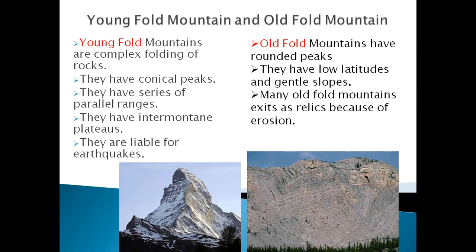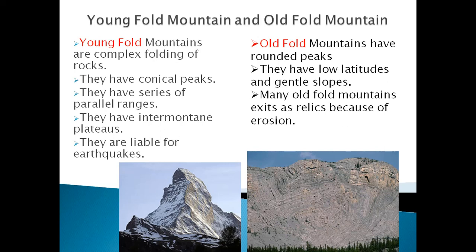Old fold mountains have rounded, almost flattened features, because over many years, because of erosion and external forces, mountain peaks have been eroded and the conical peaks turned into rounded peaks. They have low height owing to erosion over a long time. The mountain ranges have a low altitude, that means it is not too high, and gentle slopes because they have been subject to denudation and erosion.